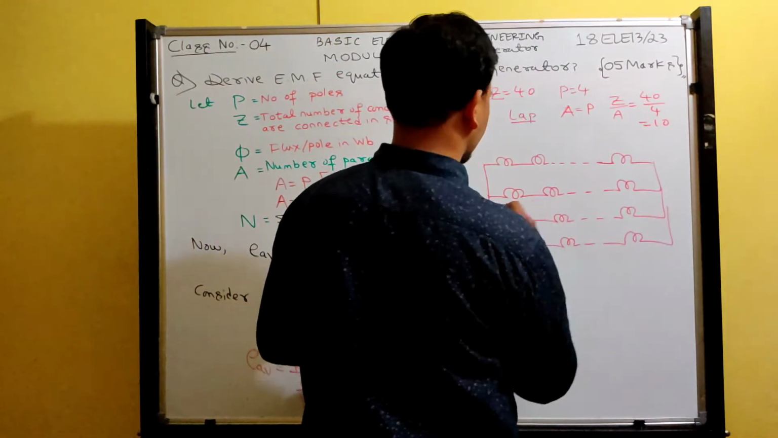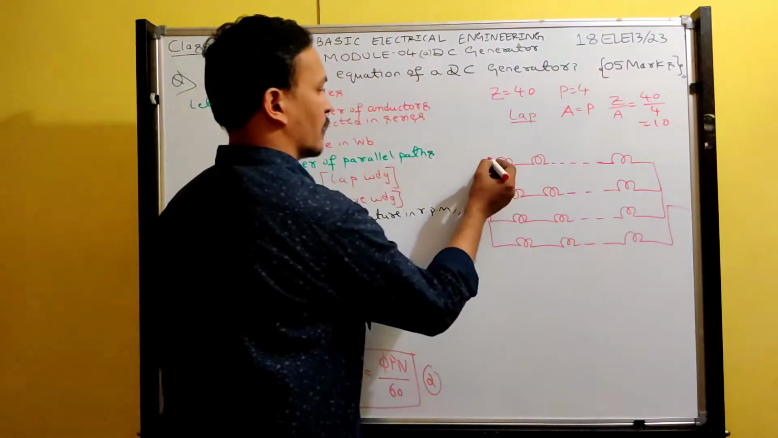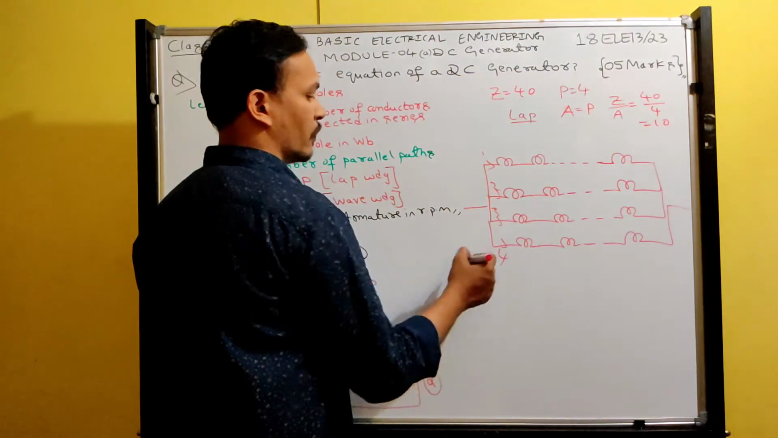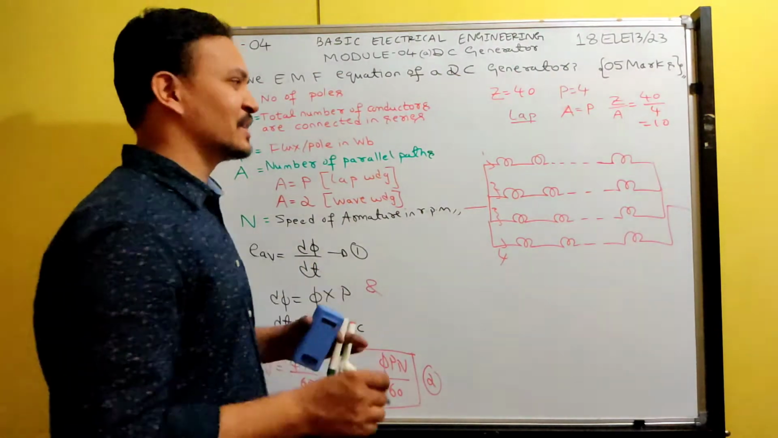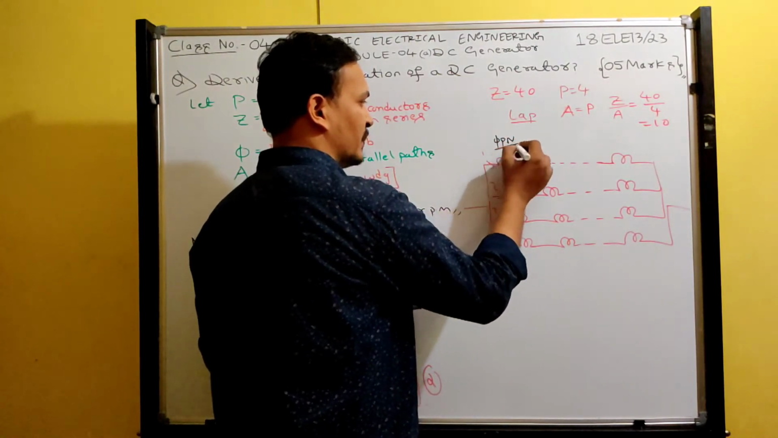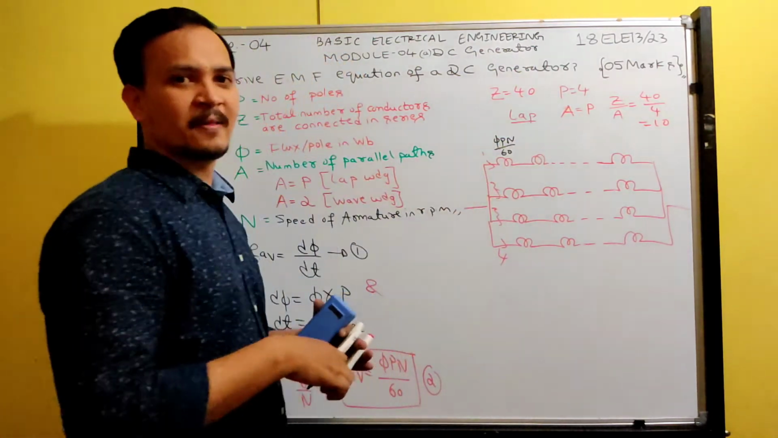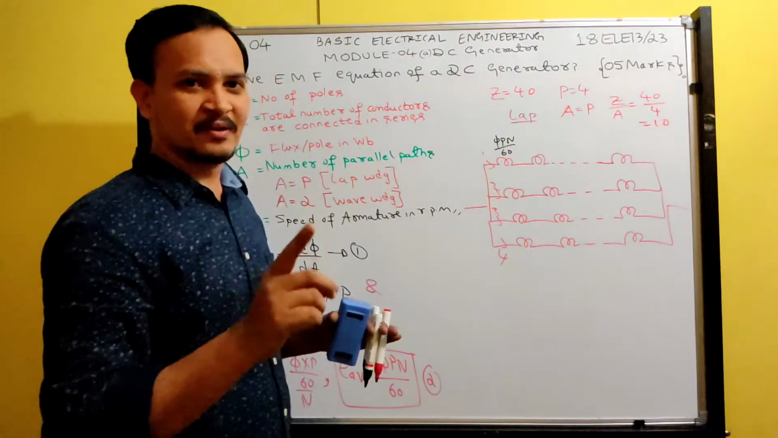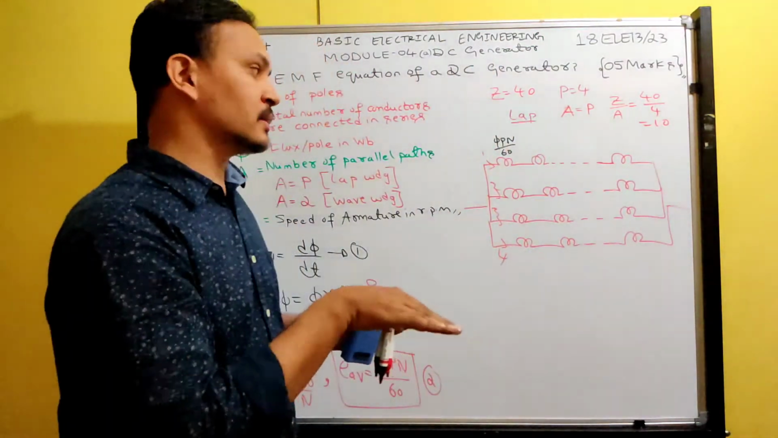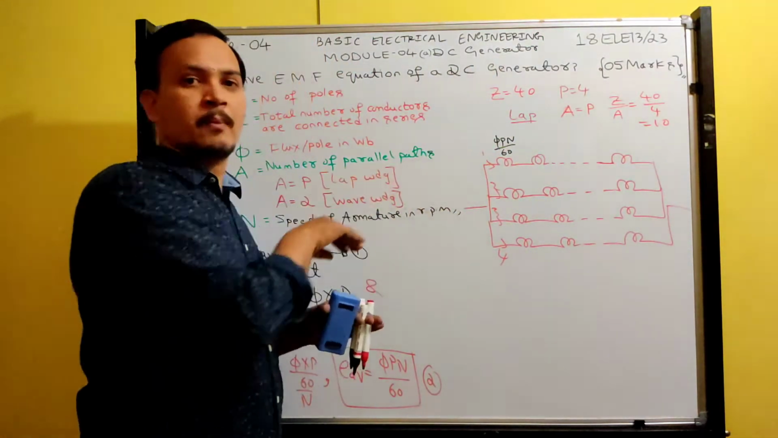Okay. Nowadays, how many parallel paths? 4 parallel paths. Okay. 1, 2, 3 and 4. What is the EMF induced in one conductor? The EMF induced in one conductor is how much? Pi Pn by 60 is the EMF induced in one conductor. Multiply by the number of conductors that come under that parallel path.